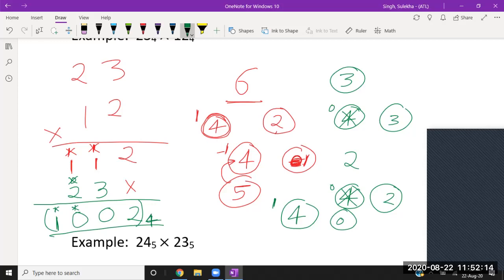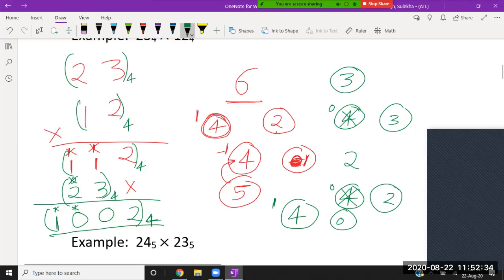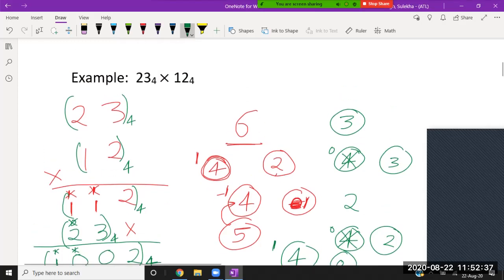Whatever we are doing, we are multiplying, this number is also in base 4. This number is also in base 4. The multiplication of 2 with this number is also in base 4. The multiplication of 1 with this number is also in base 4. And my addition I have also done in base 4. So in this way, I have multiplied 23 base 4 into 12 base 4.